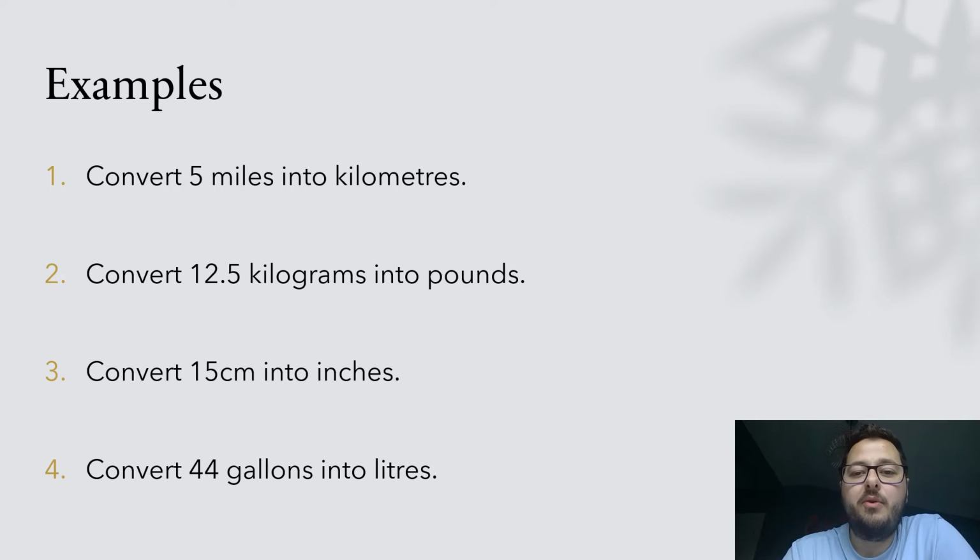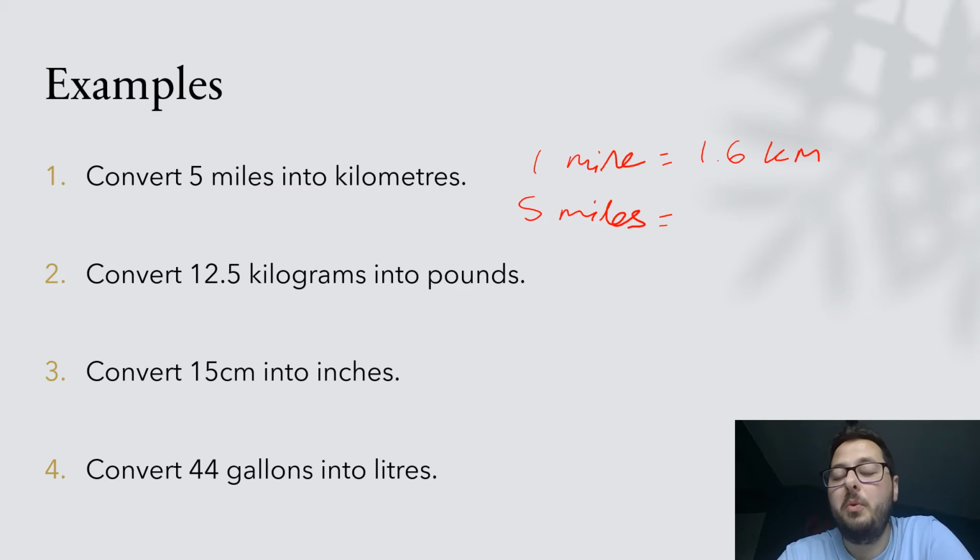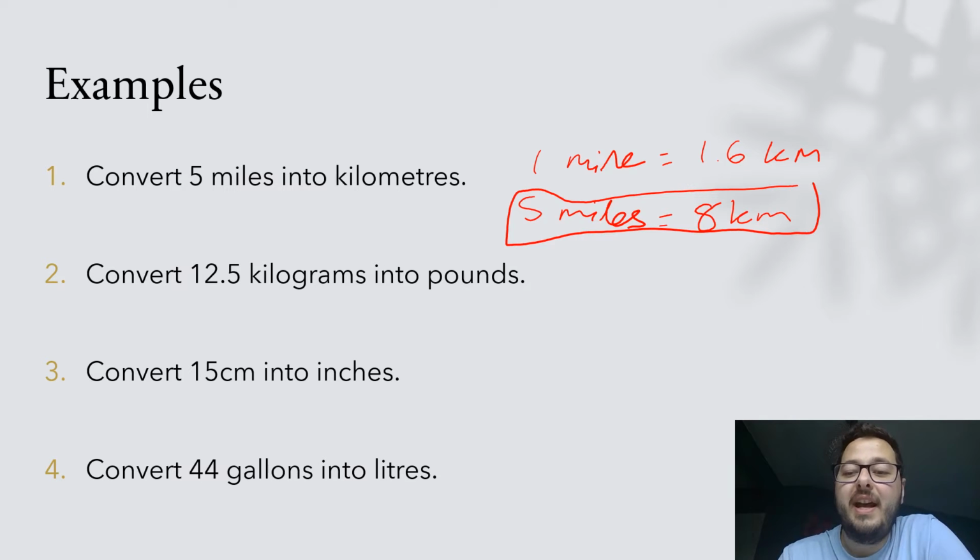Okay, so number one, we want to convert 5 miles into kilometres. So let's remember that 1 mile was equal to 1.6 kilometres. So 5 miles is going to equal, well, 1.6 times 5 is 8 kilometres, and that's our answer for that one. And that's where our 5/8 comes from before. It's just a simpler way of doing it where it doesn't have a decimal.